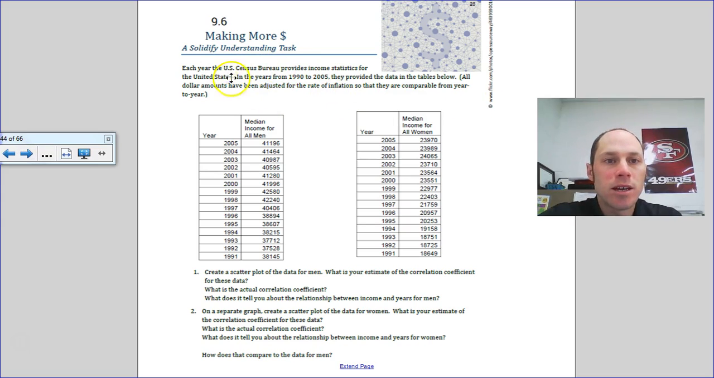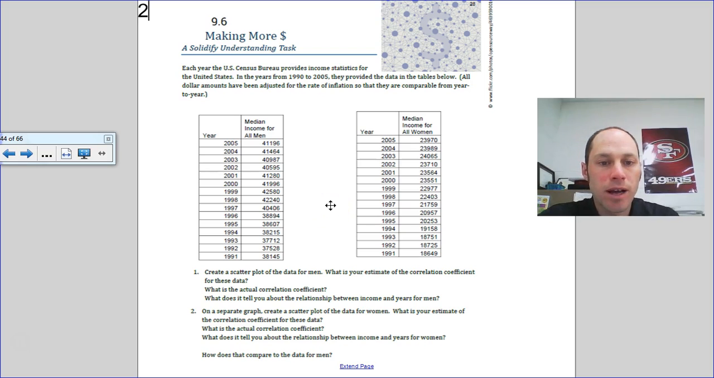So to start off, let's take a look at the data that we have. We're comparing information from the U.S. Census Bureau. They have income statistics for the United States in the years 1990 through 2005. They've provided the data in the tables below. All dollar amounts have been adjusted for the rate of inflation, so they're comparable from year to year. So we've got 91 through 2005, the median income for all men, and the same thing for all women.